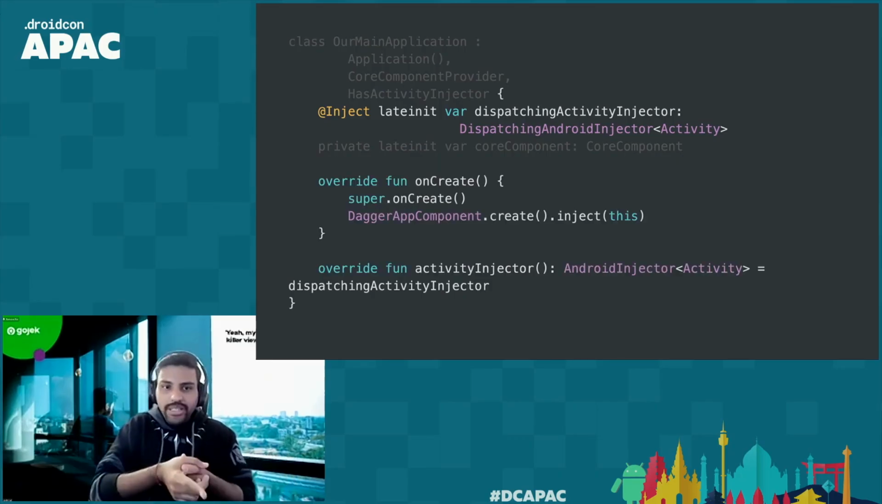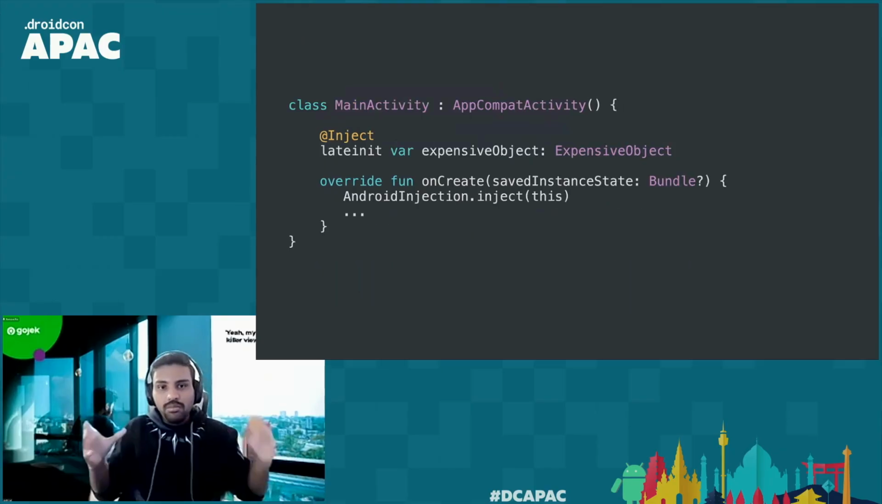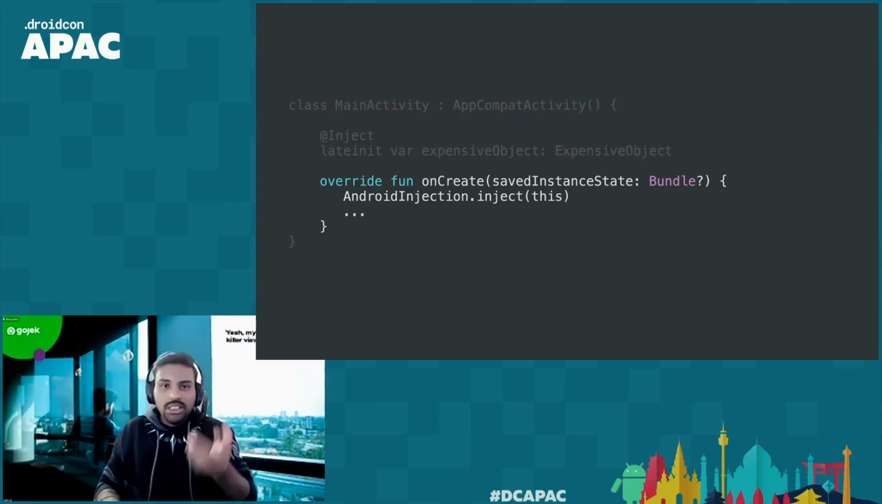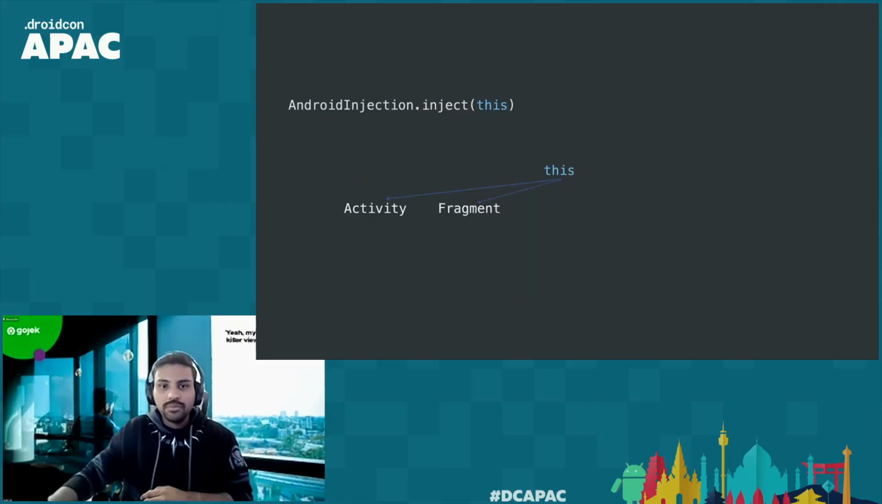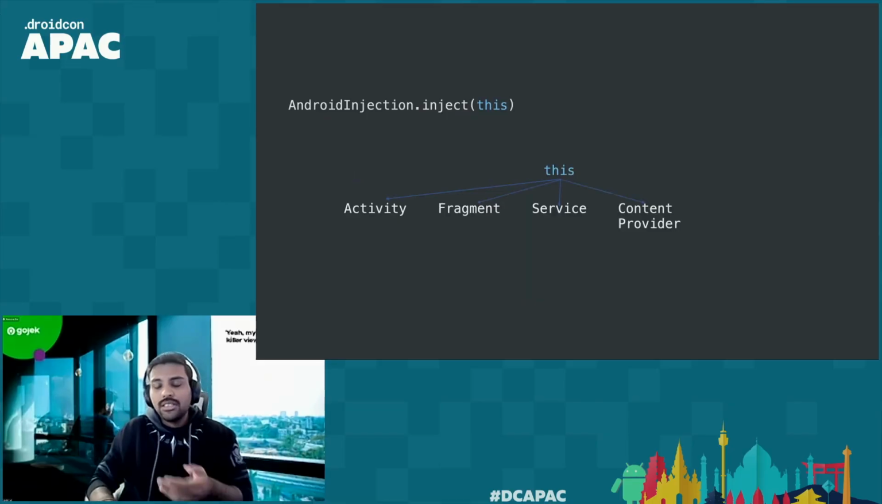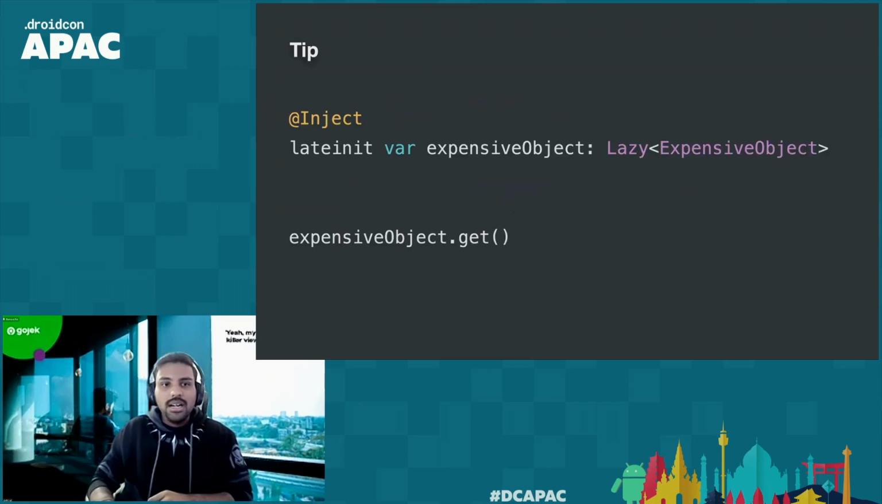Now, what we do with onCreate is that we say dagger.create and we inject everything in. Putting it all together, you would have to write something like AndroidInject.inject, correct? This will provide all the initializations that we need. Now, this fellow could be used with activities, fragments, services, content providers, and broadcast receivers.